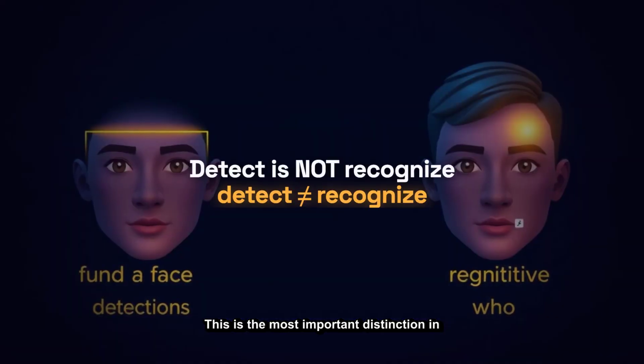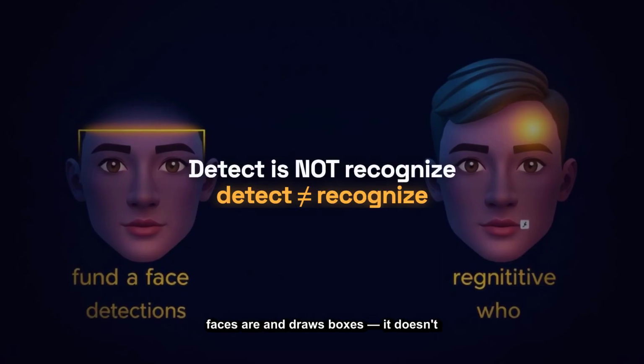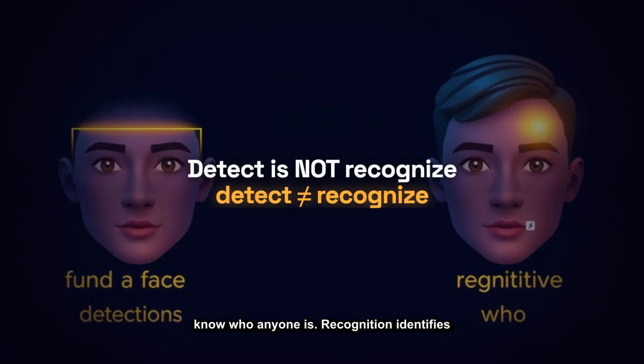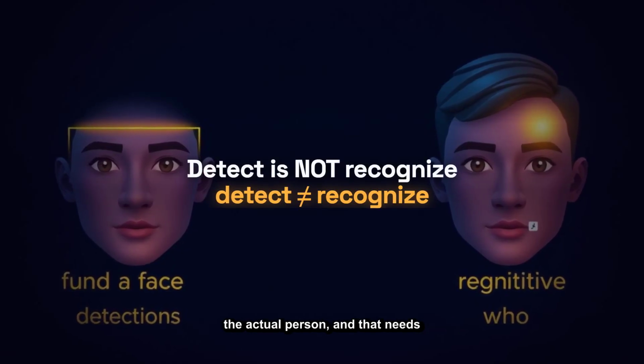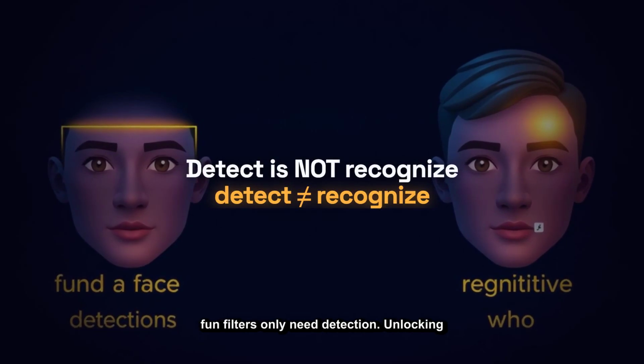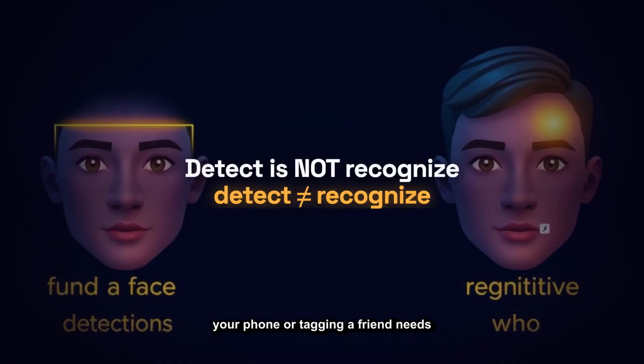This is the most important distinction in the whole topic. Detection finds where faces are and draws boxes. It doesn't know who anyone is. Recognition identifies the actual person, and that needs enrollment and permission. Autofocus and fun filters only need detection. Unlocking your phone or tagging a friend needs recognition.